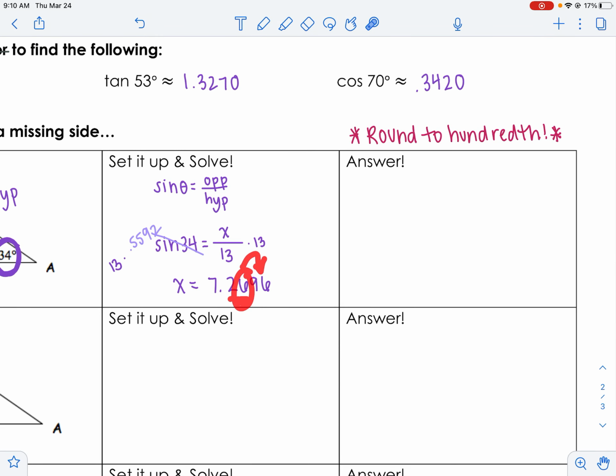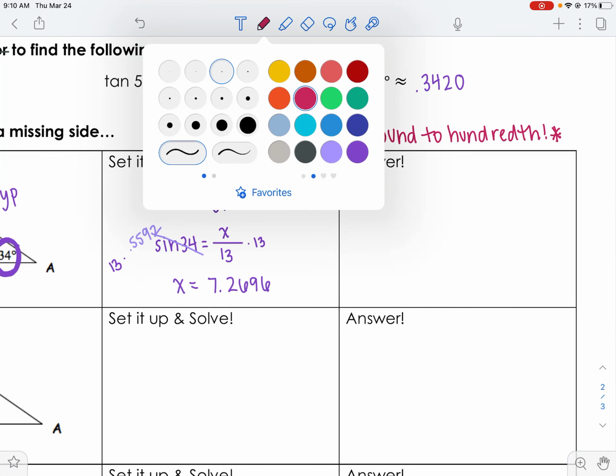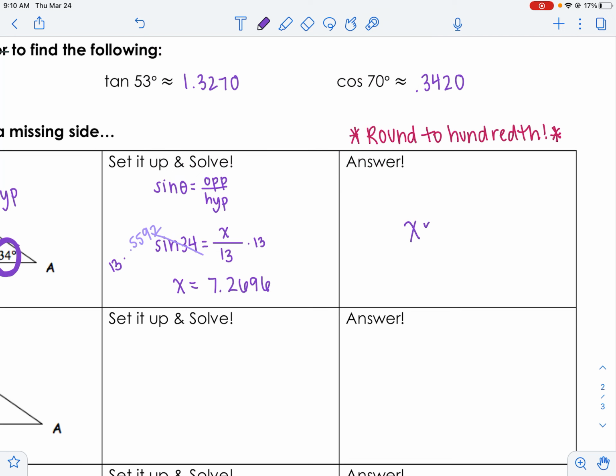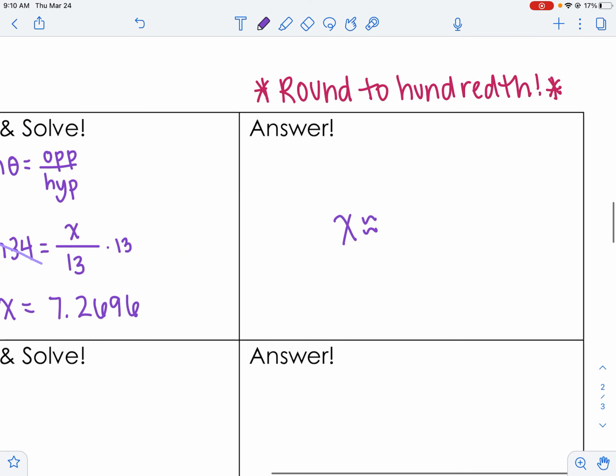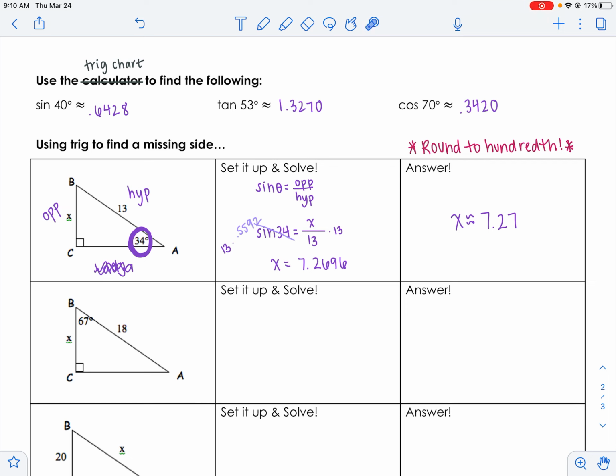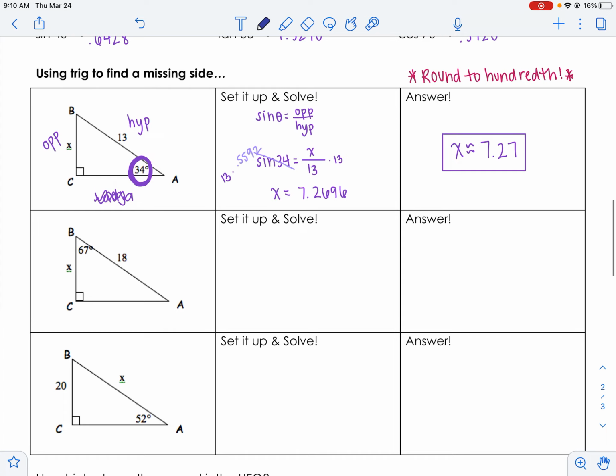So if I look at the 6 and I go past it, the 9 would tell me that this 6 should go up to 7. So I'm going to say that my answer is x is approximately, that's what those 2 squiggles mean, approximately, about, it just means that I rounded. So x is about 7.27. And a quick way to check this is to check our hypotenuse. It is 13, and 7.27 is smaller than 13, so we're in the clear. And that's how we use trig to solve for a missing side.